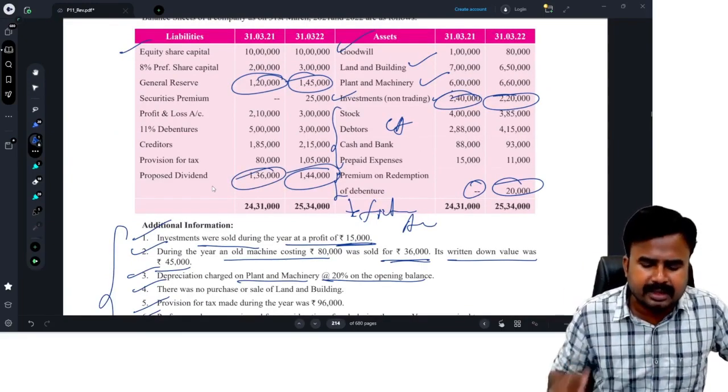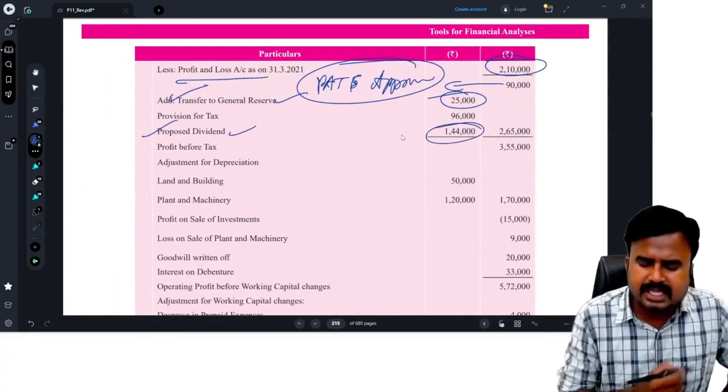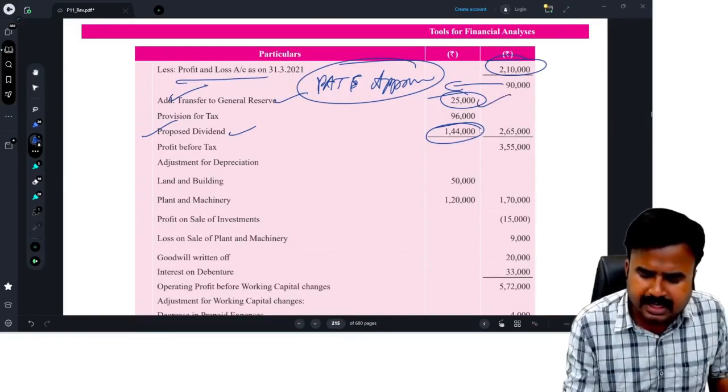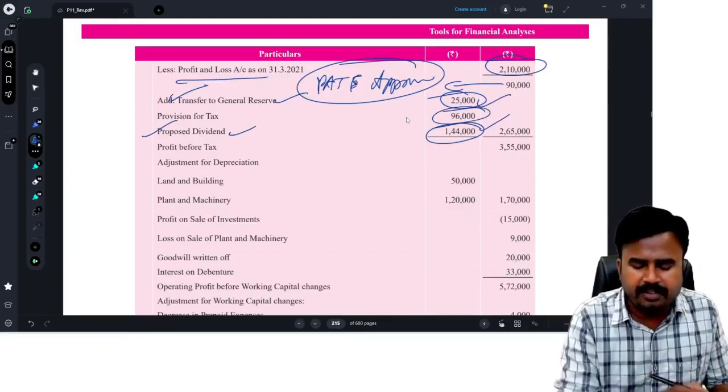Payment should be made in the current year. Okay, so look at the transaction. 1,44,000 is the current year appropriation, should be added back. So these two are appropriations. And along with that, I'm adding provision for tax, also current year provision for tax. Why? Because I need to get PBT, not profit after tax.